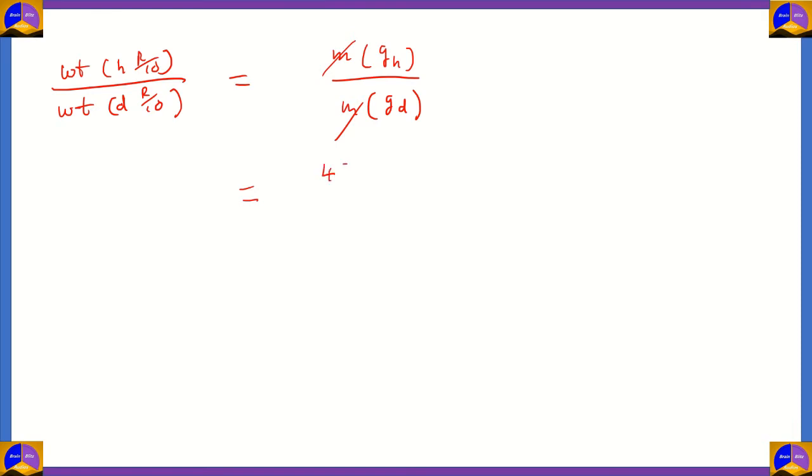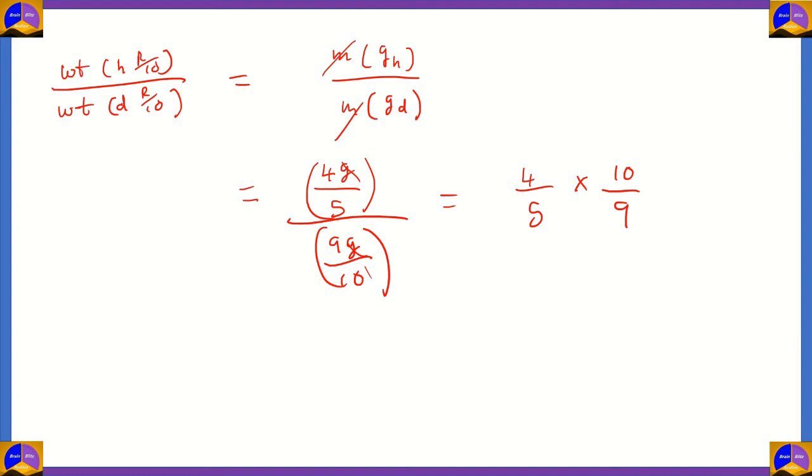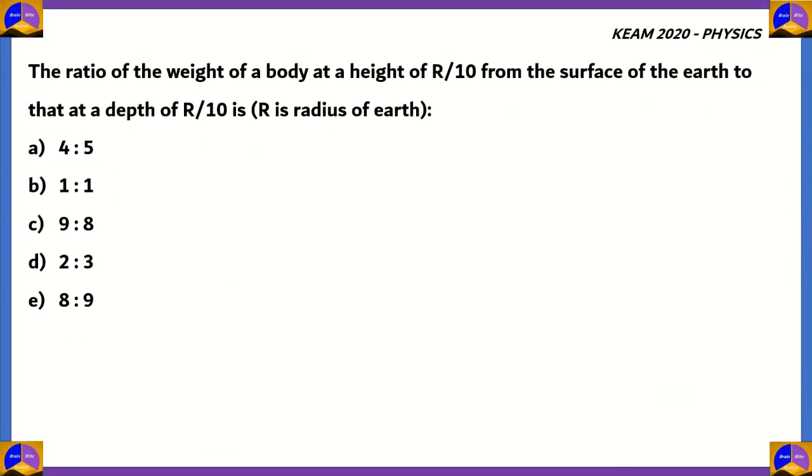So that is 4g by 5 divided by 9g by 10. So you can cancel the g's out, and we can write this same relation as 4 by 5 times 10 by 9. So 5 goes into 10 twice. 4 times 2 gives you 8. So the correct answer for the ratio of the weight of an object at a height R by 10 to the same object at a depth of R by 10 is 8 divided by 9. So from the given options, it is clear that option E is the correct option for this question.